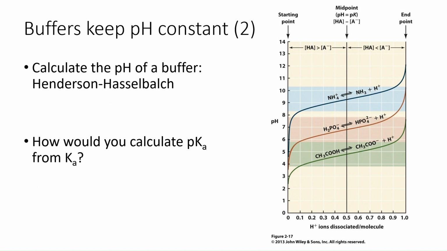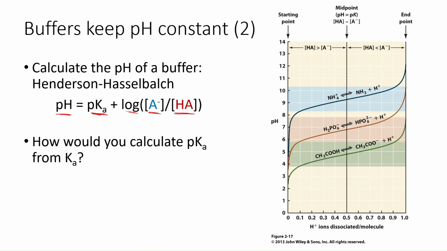First of all, how can you calculate the pH of a buffer? We use the Henderson-Hasselbalch equation, and that is written here. So the pH of a buffer, you start with the pKa, and then you add the log of the concentration of the conjugate base divided by the acid.